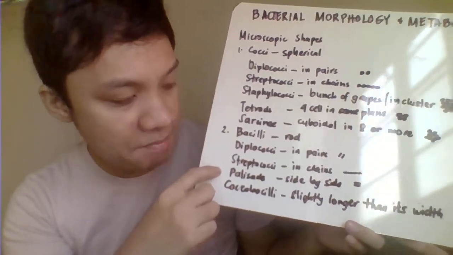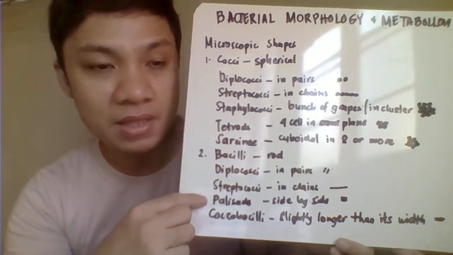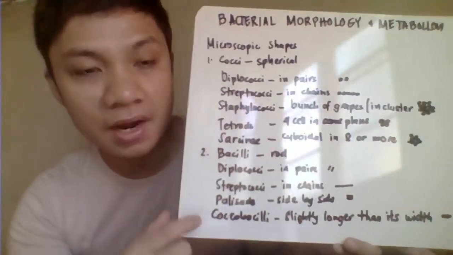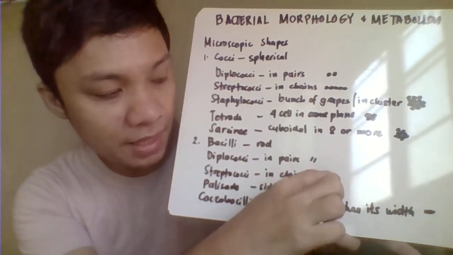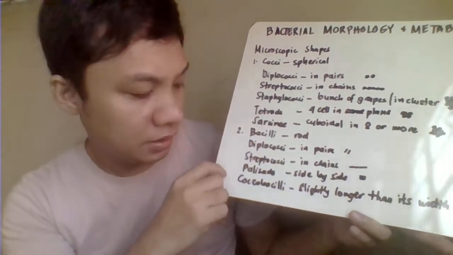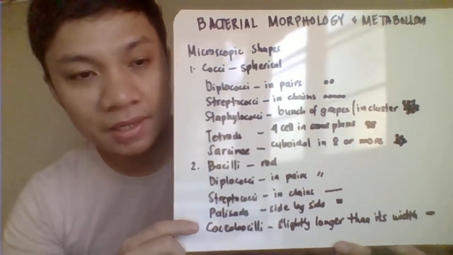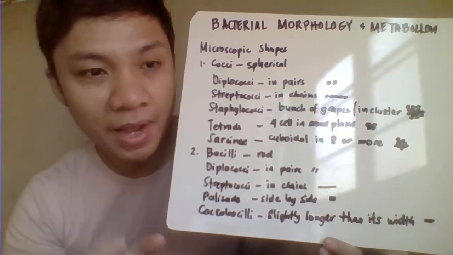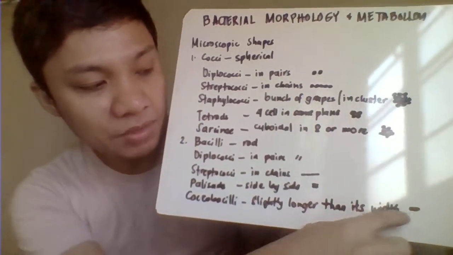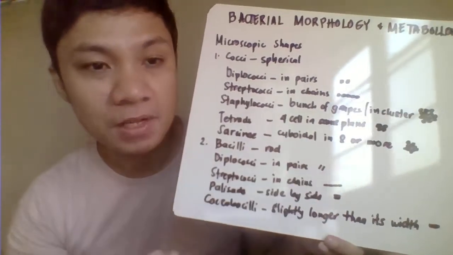Then we also have palisades. Palisades are bacilli wherein they are arranged side by side. So one here, then one on top. Then we also have the coccobacilli, those bacilli wherein their length is much closer to their width. I mean to say, it is medyo mataba compared with your simple bacilli.